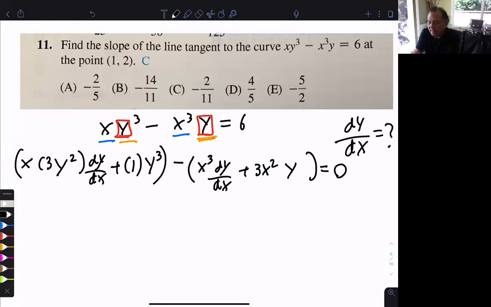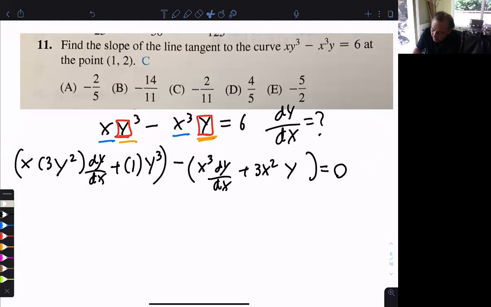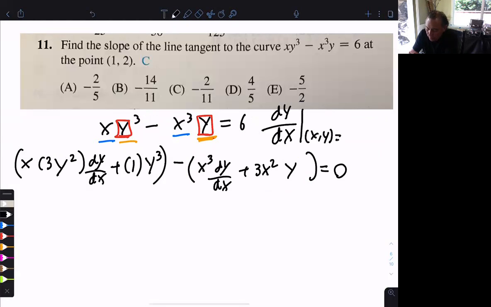Now, I lied to you slightly. Here's what they actually wanted, not just dy dx. They wanted dy dx at a specific point. So let me get more detail here. They want it at the point where x, y equals 1, 2. That's what they want.